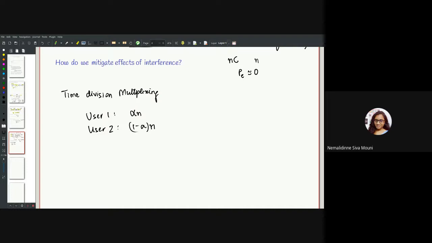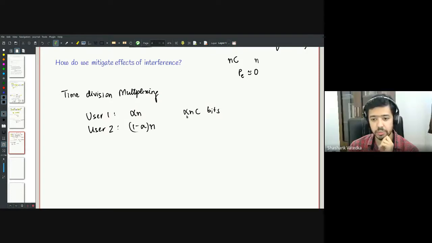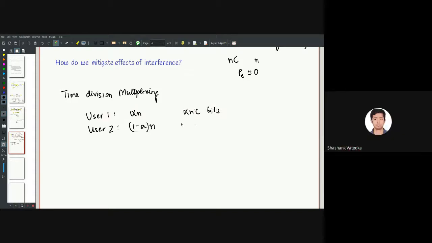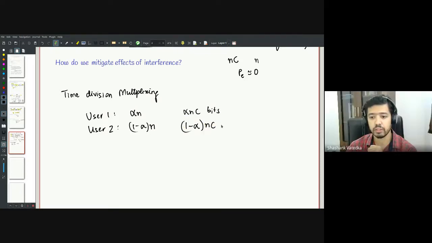Alpha nc. Correct. So alpha nc bits can be sent. So basically, in n channel users, user one can send only alpha nc bits, right? There are a total of n channel users, but user one is only sending alpha nc bits. And user two is now going to send 1 minus alpha nc bits, right?